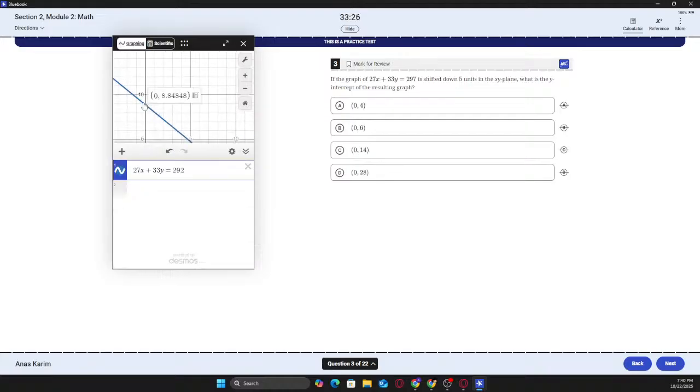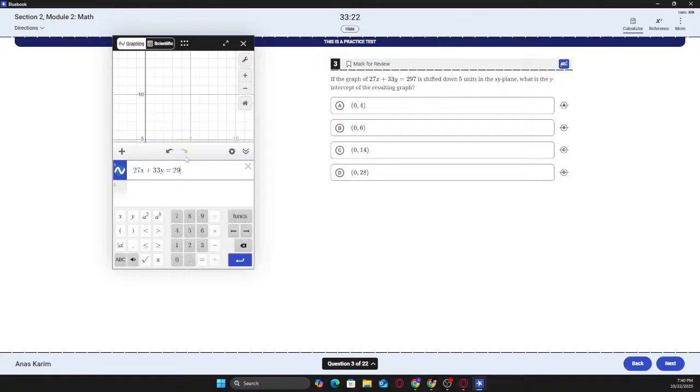So that has been shifted down by 5. Wait, actually we can just do this. So like minus 297 equals f of x. Okay, this is actually a really bad one. Okay, I got it. Alright, so we can just type it out.